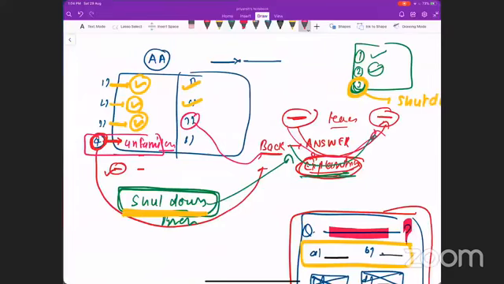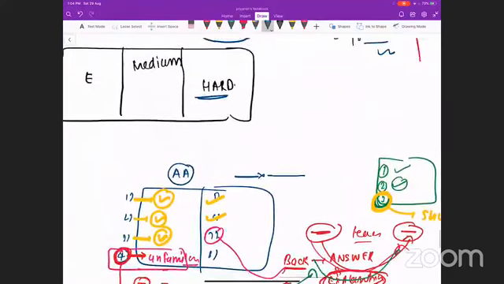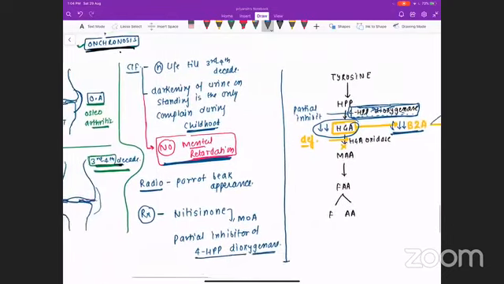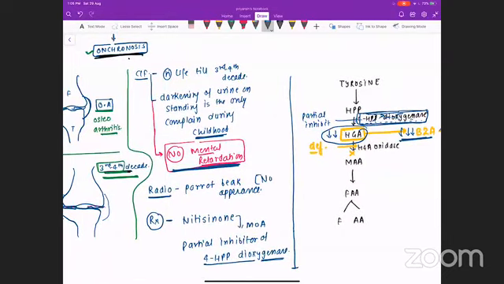So periodic opinions is a non-specific finding. Periodic opinions is a non-specific finding that you will see. This is non-specific that you will find in alkaptonuria.